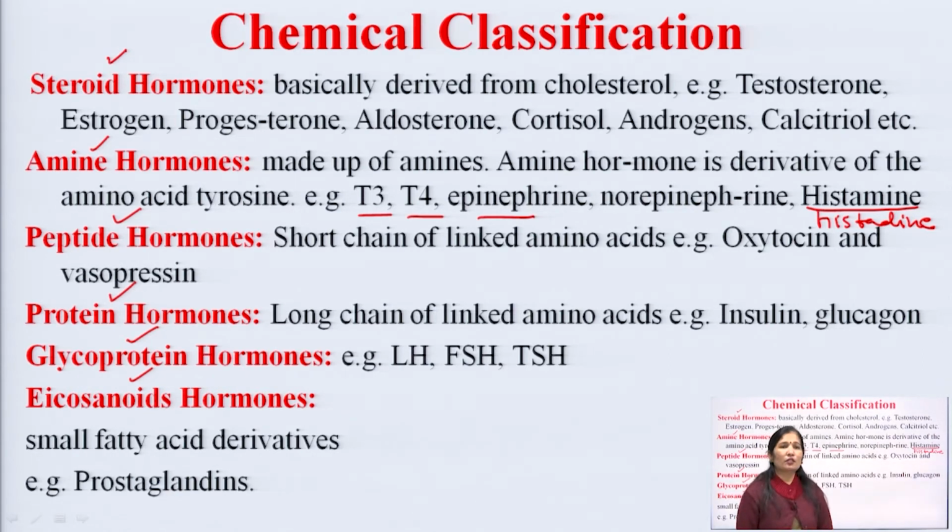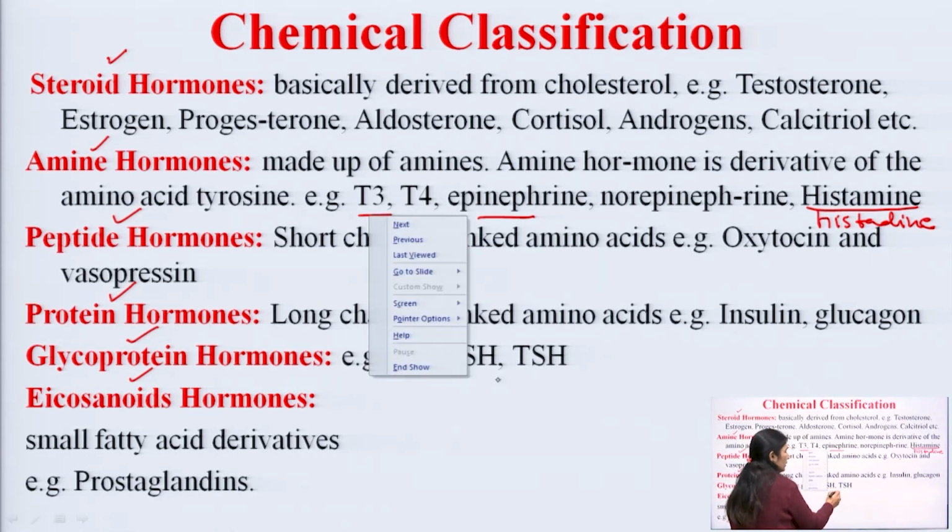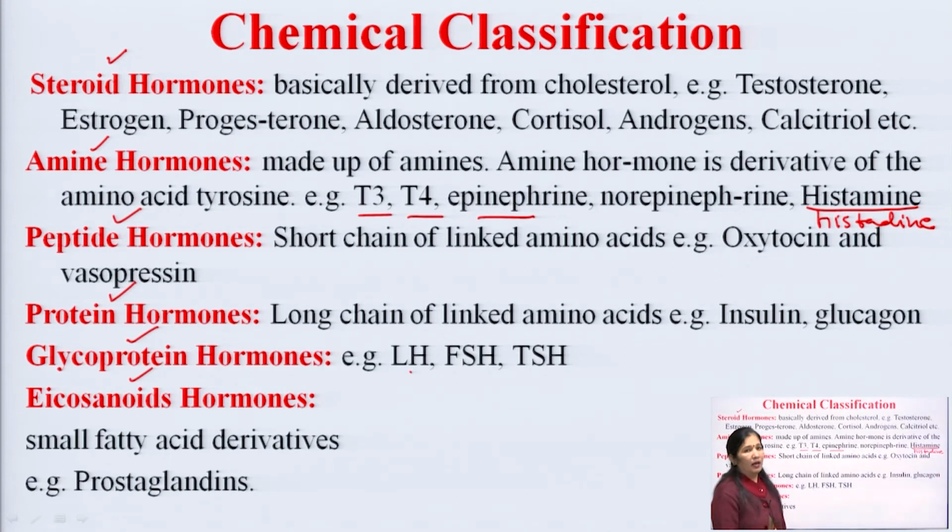Peptide hormones consist of a short chain of linked amino acids, for example, oxytocin and vasopressin. Protein hormones consist of a long chain of amino acids, for example, insulin and glucagon, and as you know, insulin and glucagon are both released from the pancreas. Glycoproteins include luteinizing hormone, follicle stimulating hormone, and thyroid stimulating hormone.